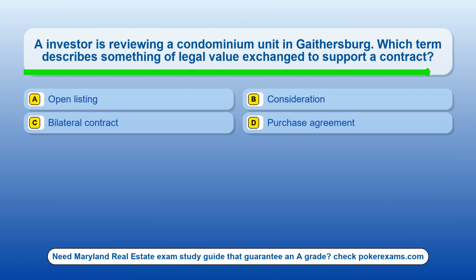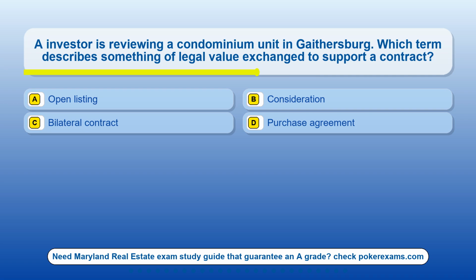Question 15. An investor is reviewing a condominium unit in Gaithersburg. Which term describes something of legal value exchanged to support a contract? Option A. Open listing. Option B. Consideration. Option C. Bilateral contract. Option D. Purchase agreement.